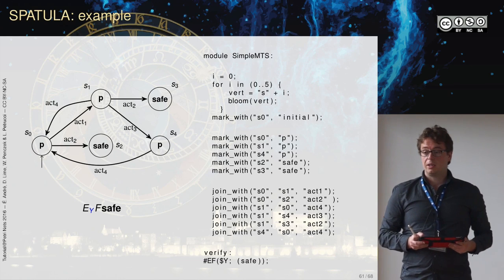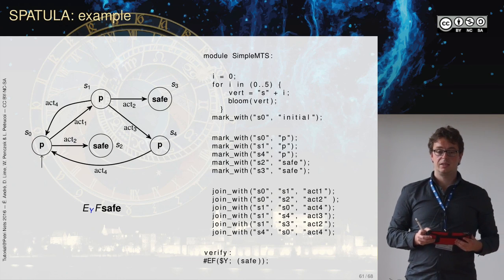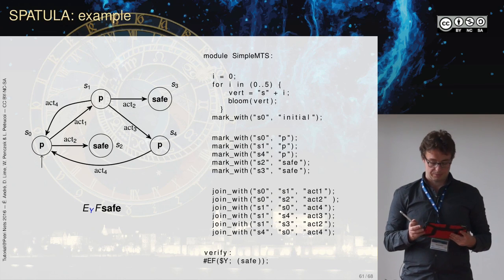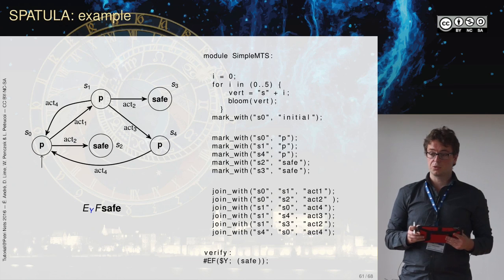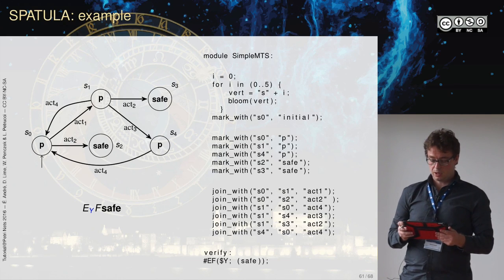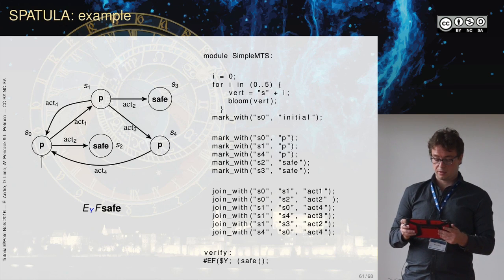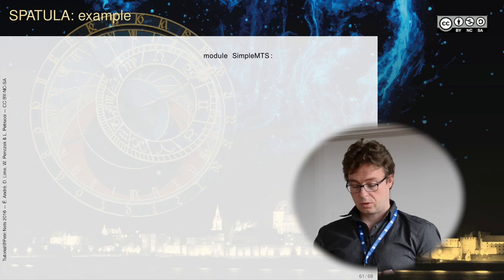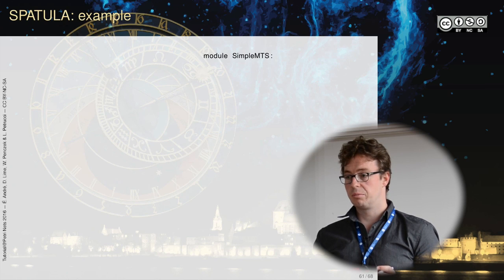Now, Spatula uses a simple C-like language to describe models. We will go through the description of a single model and describe some of its features. Okay, so we firstly declare the model as a module and its name.